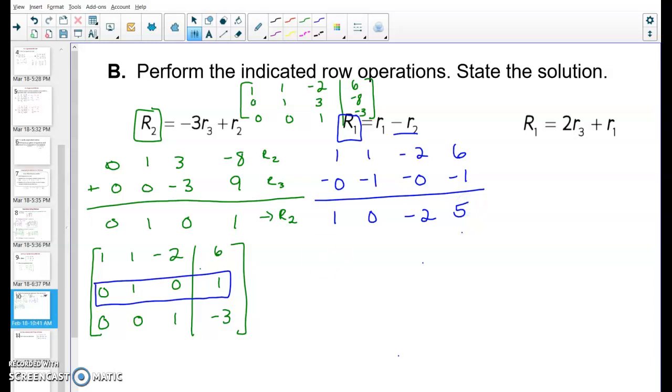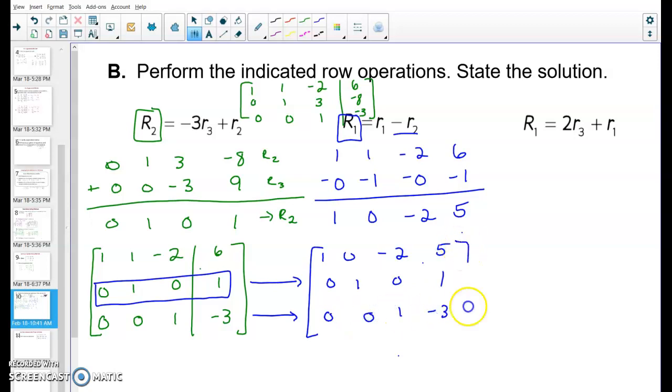Okay, so my new matrix then, 1, 0, negative 2, 5. So just that first row changes. Everything else I'm going to pull right over from my green matrix. Okay, then we have one more operation. Again, we are going to replace row 1. Okay, we're going to do 2 times row 3.